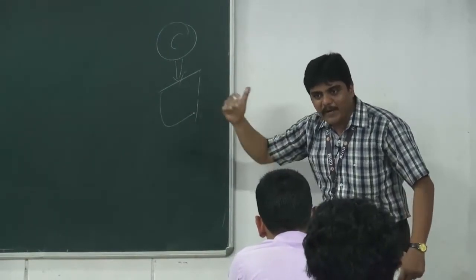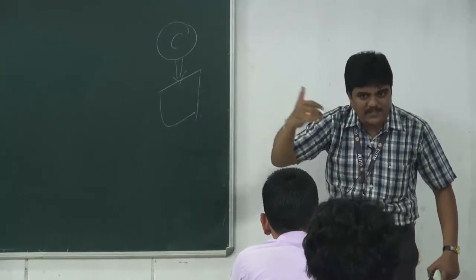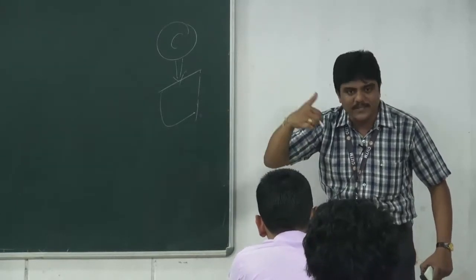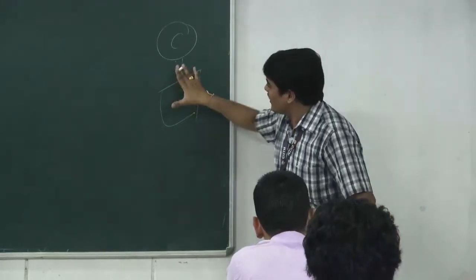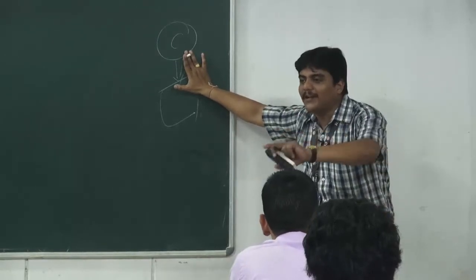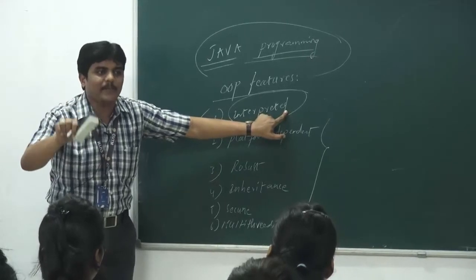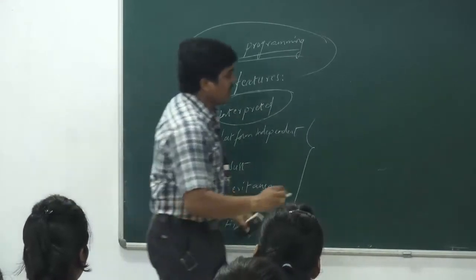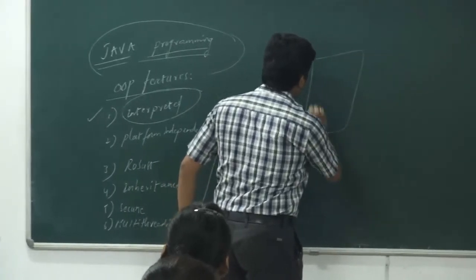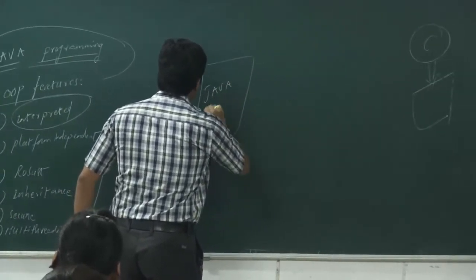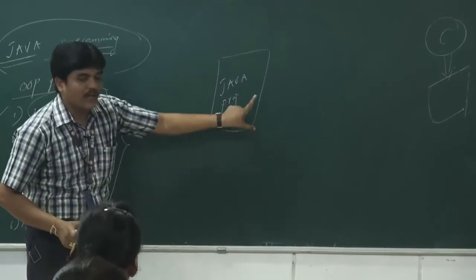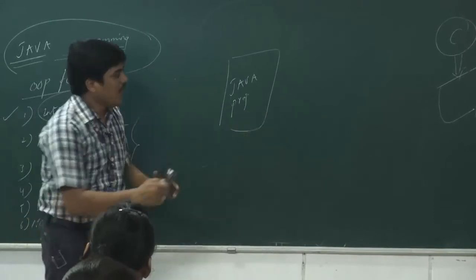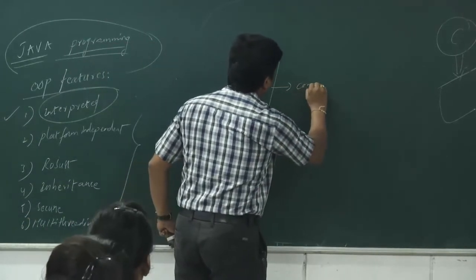Once the compilation process is successful, the C code is converted into machine understandable code. That's why C is called a compiled language. But Java programming is called a compiled and interpreted language. Why? Suppose this is a Java program. How do we generate the output for this Java program? First of all we have to compile the program.